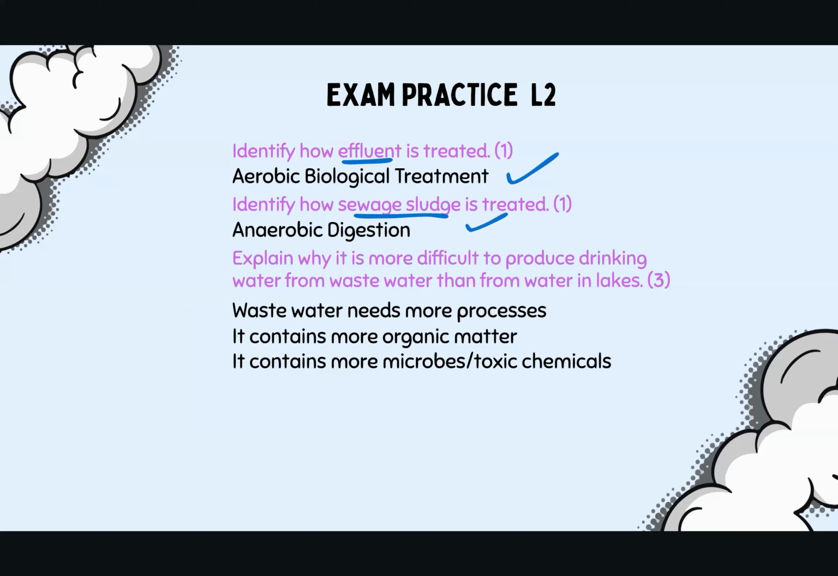We use anaerobic digestion. Explain why it's more difficult to produce drinking water from wastewater than from the water in lakes. And that's because to get wastewater clean enough to drink, there's more processes involved. It also contains more organic matter, as in dead things. And it contains more microbes and toxic chemicals. Because anything that's coming from our bathroom has more organic matter and more microbes. Anything that's coming from a chemical power plant, etc., has toxic chemicals inside it.